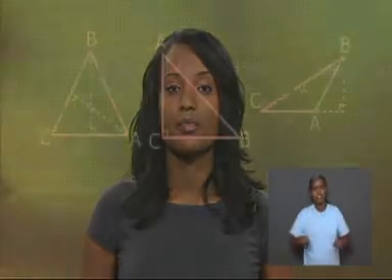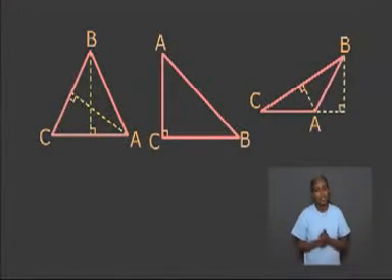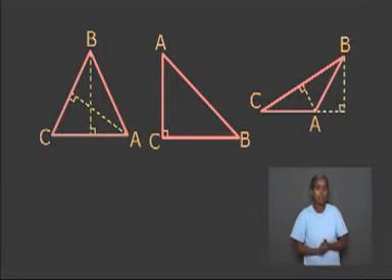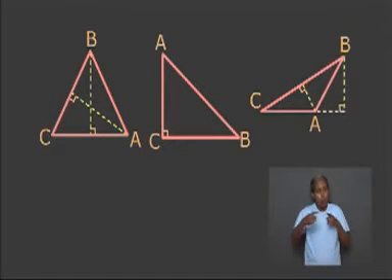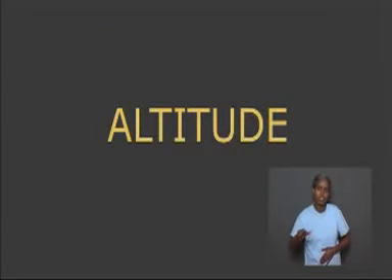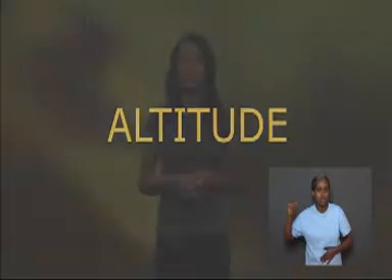Let us examine these triangles. Do you observe the line segment that has been drawn from the vertex? In each case, it is either perpendicular to the opposite side or to the opposite side produced. That means that the line segment is what is called the altitude of the triangle.